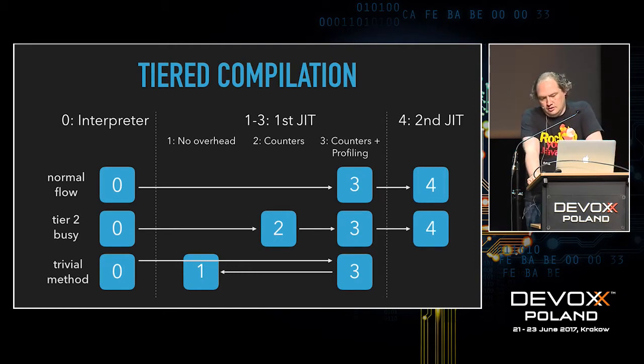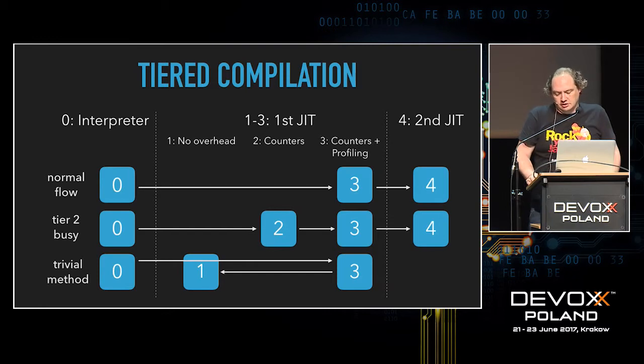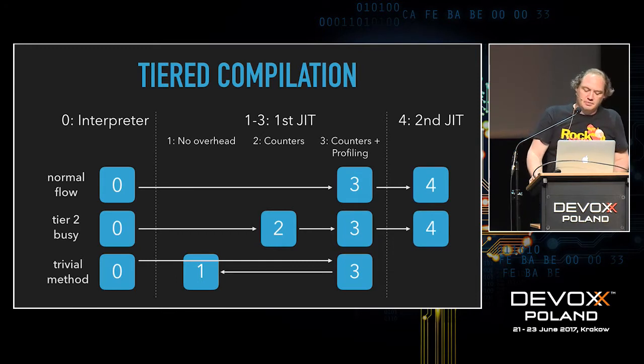And then C2, the second tier JIT, does all sorts of cool optimizations based on observations about your code. But to get that, we're going to have to do some profiling. We're going to have to instrument the code to get the data. We'll see some of the instrumentation a little bit later, but for now, let's accept that's how it works. And after we've gotten that data in tier 3, we're going to go to tier 4, and that's when we'll hopefully produce the best code.